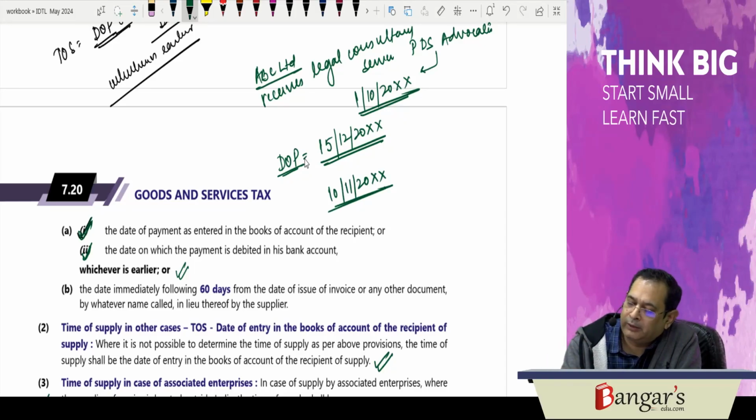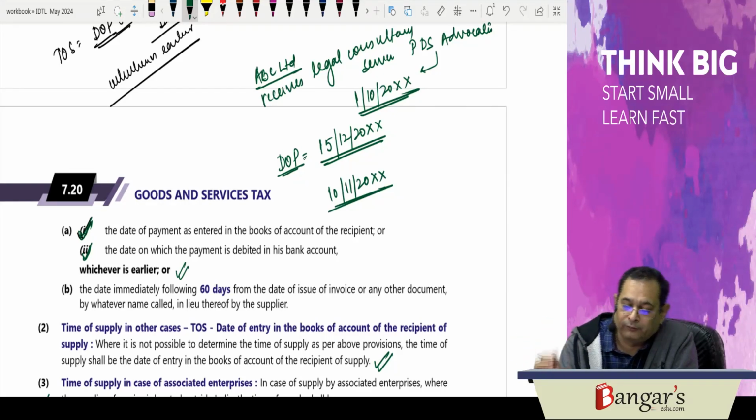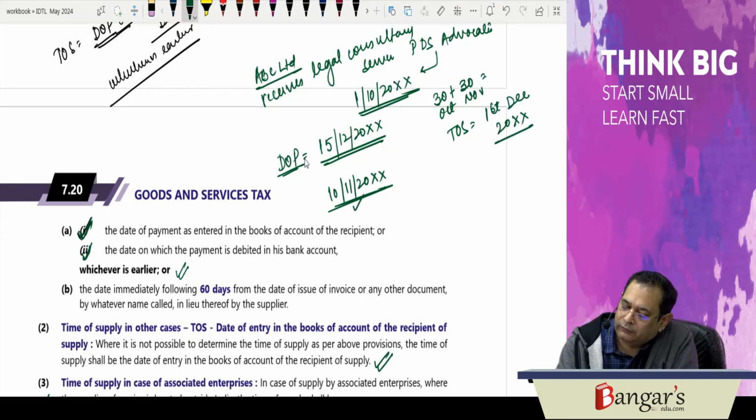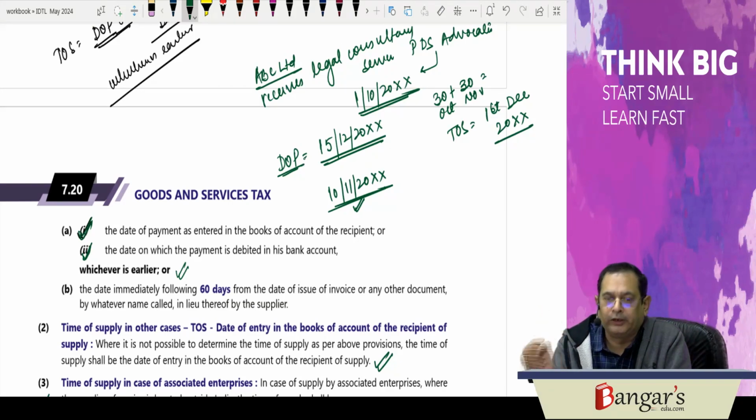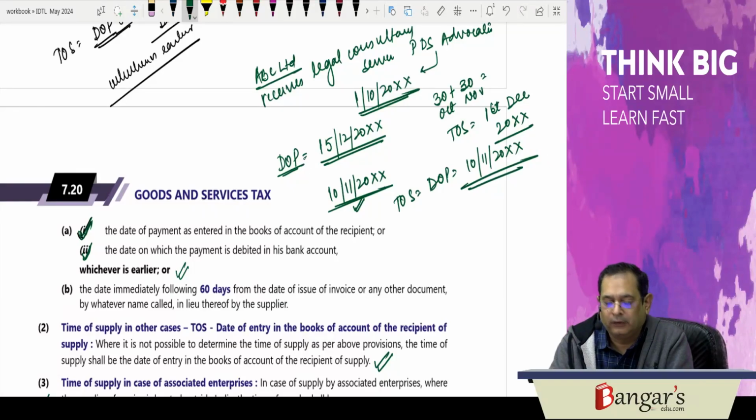So here, if payment is not made within 60 days from the date of invoice, so 30 days for October, 30 days for November, the time of supply will be the 61st day from the date of invoice, that is 1st of December. And in the second case, when the payment has been made up to 30th of November, the time of supply will be the date of payment, that is 10th of November.